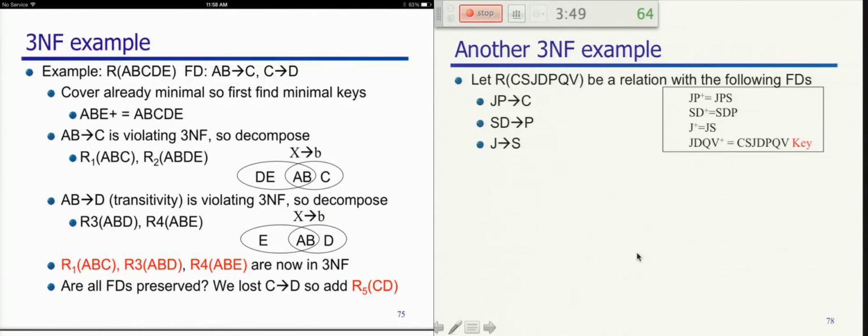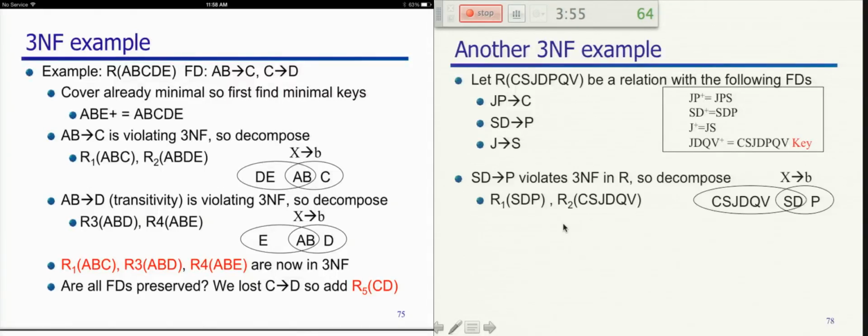Okay, so now let's move on. Let's have that information up here. Now let's check SD determining P to see whether that violates 3NF or not. So SD is not a key, it's not a super key, and P is not part of a key. So SD determining P violates 3NF. So I'm going to decompose based on this functional dependency. SD and P is going to be in one, and everything else is going to be in another relation.